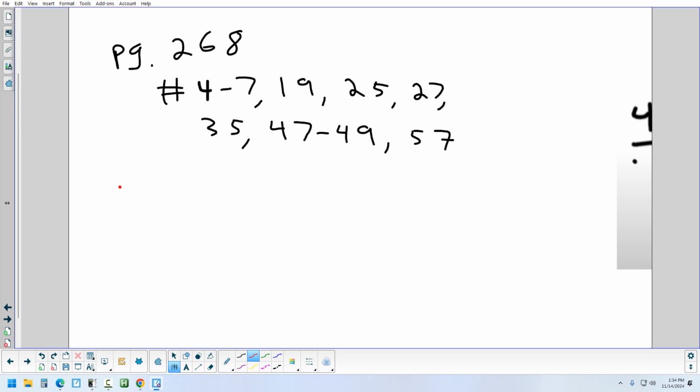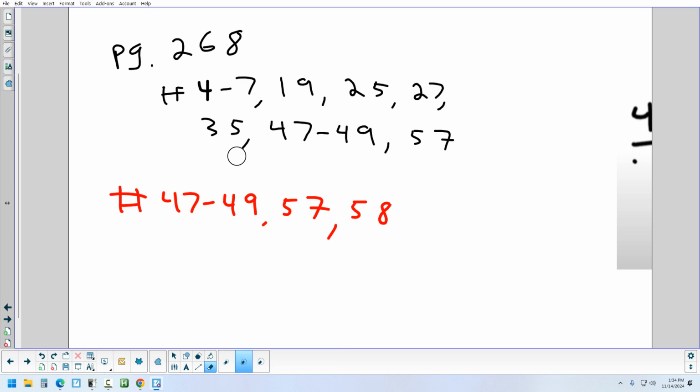Okay, so we're going to do that. That's a bacteria problem, 47 to 49. This is 5.1. That's a half-life problem. And that's another half-life. So there's exponential growth and then a couple of exponential decay.